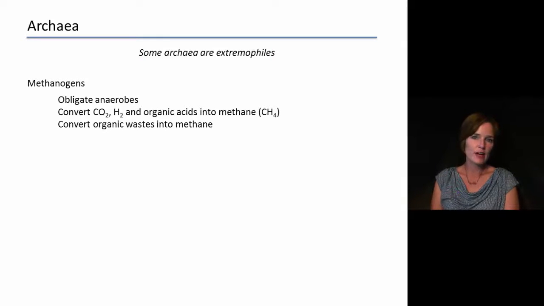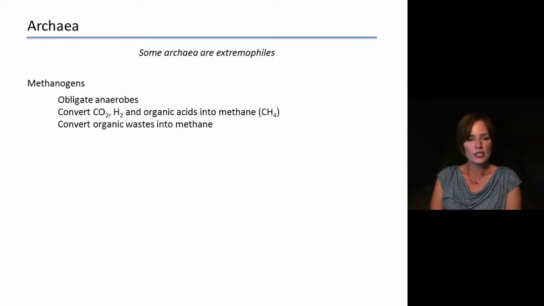Another type of extremophile is the methanogens, and we do have a number of Archaea that fall into this group. The methanogens are going to be obligate anaerobes, and that means that they are not able to survive in the presence of atmospheric oxygen. And one of the reasons why is that they will not have the necessary enzymes and methods to detoxify toxic oxygen compounds.